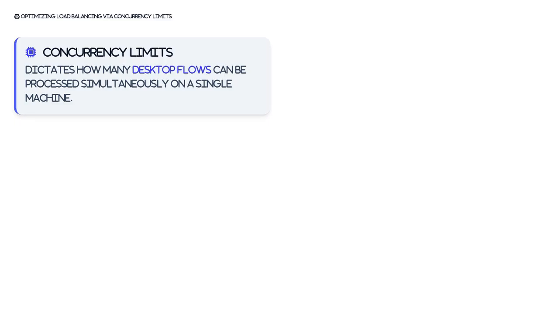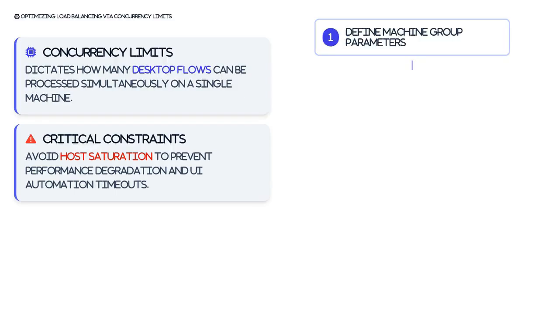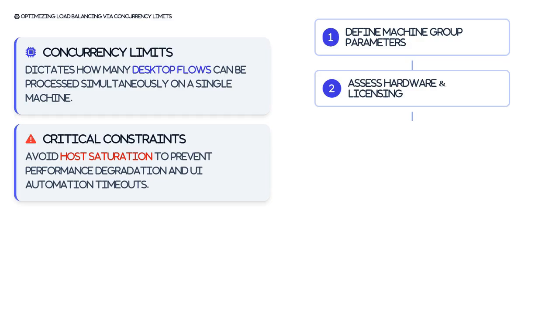Effective load balancing depends heavily on the configuration of concurrency limits, which dictate how many desktop flows can be processed simultaneously on a single machine. While some machines may be powerful enough to handle multiple instances, others might be limited by resource constraints or application licensing that prohibits parallel execution. Within the machine group settings, you can define these concurrency parameters to ensure that you do not saturate a host, which often leads to performance degradation or UI automation timeouts.